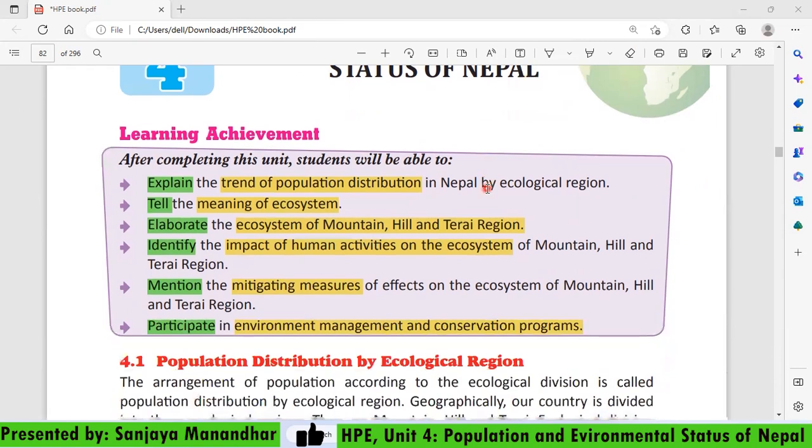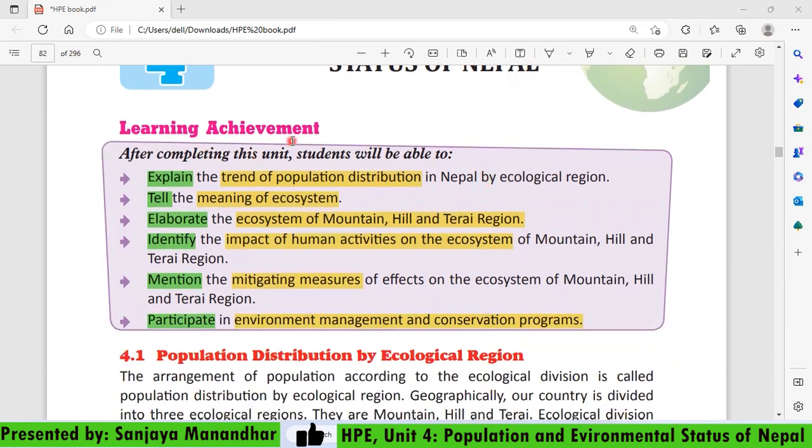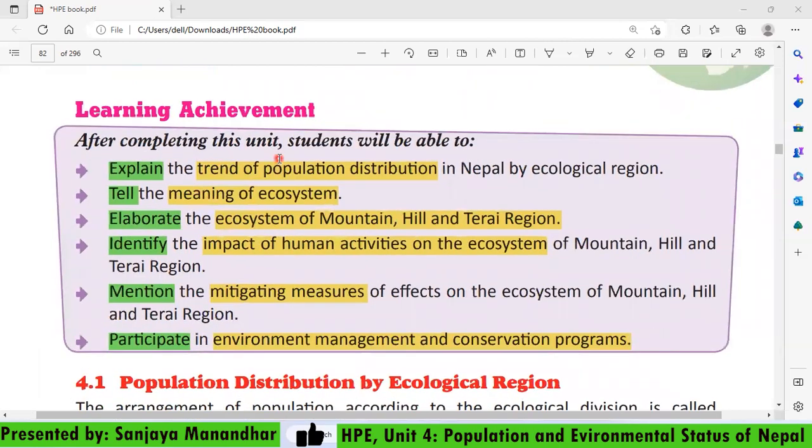So we will see the learning achievements first. Today I will be focusing on the book, and I will teach you by using this book more than the slides. After completing this unit, what do you have to learn? You have to learn these six things here. First, you have to be clear about these things. After that only, we can enter into the course. Okay, let's study the learning achievements. By the end of this unit, what will you learn?